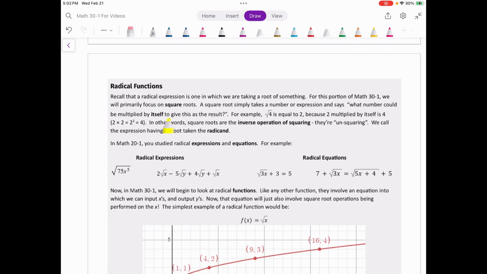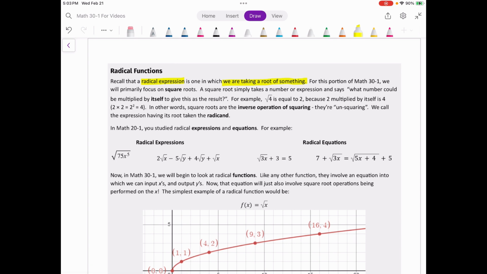Starting off here with a radical function. What is it? Before we even talk about that, let's remind ourselves of what we mean when we say a radical. A radical expression is just one where we're taking a root of something, like a square root or a cube root or a fourth root, etc. For most of Math 30-1, where we're looking at this radical stuff, we're going to focus on square roots.